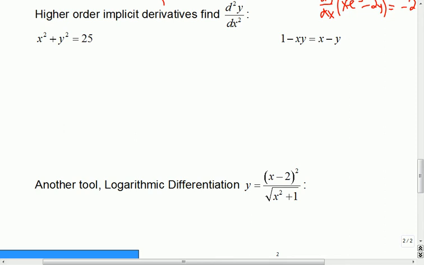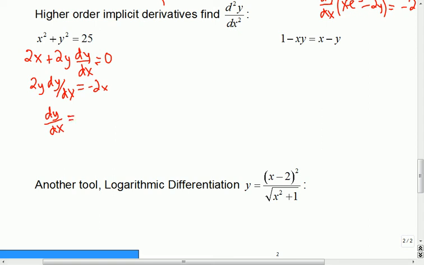if I take the derivative, it's going to be 2x plus 2y dy dx equals 0. And now I'm going to rearrange this, so it's going to be 2y dy dx equals negative 2x, and the derivative of y with respect to x will then be negative x over y. Okay. So that's derivative number 1.